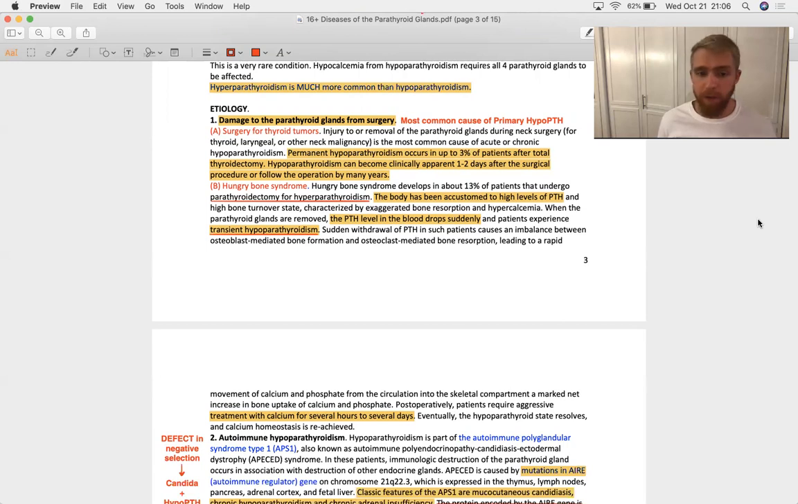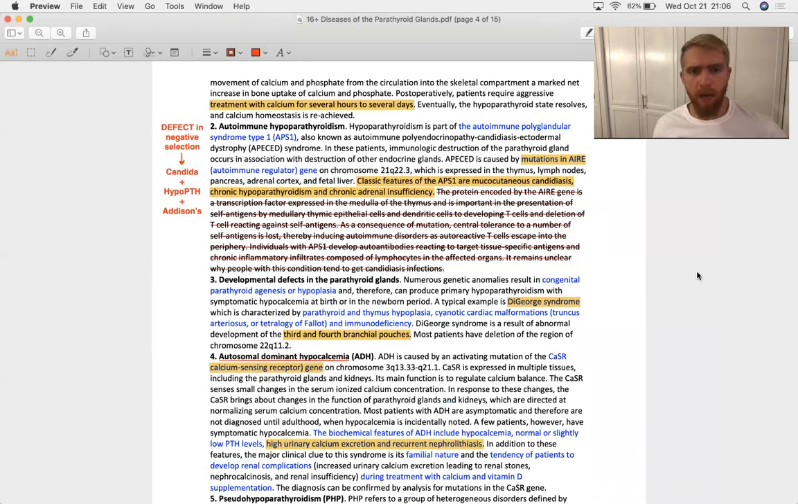And so the treatment for this is to keep a patient infused with some sort of calcium drip, time dependent. They're eventually going to recover their own calcium homeostasis naturally, but you do have to treat them with calcium until that occurs.